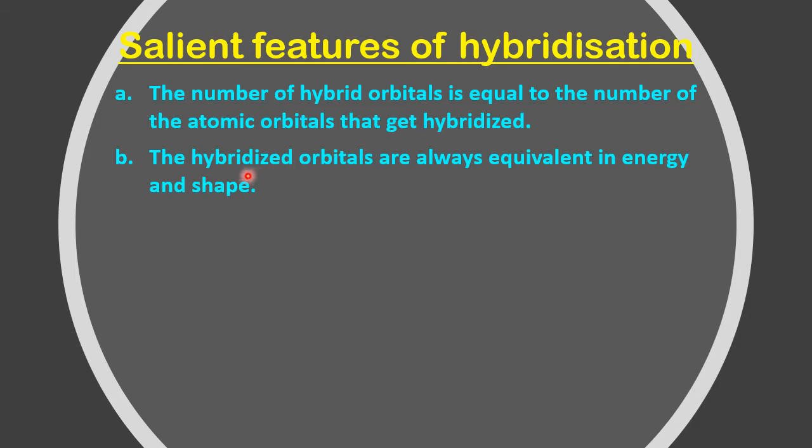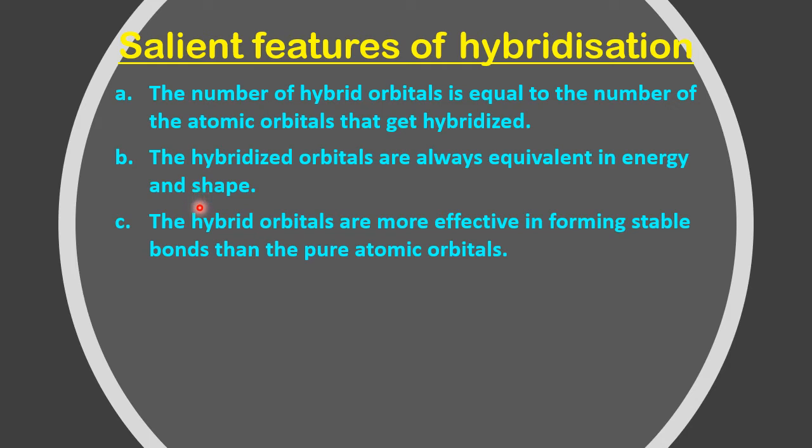Now point second. The hybridized orbitals are always equivalent in energy and shape. After the formation of the hybrid orbitals, their energy and their shape are the same. For example, if four atomic orbitals are participating in the hybridization, then four new orbitals, four hybrid orbitals, are formed. All those four hybrid orbitals are similar in shape and have the same energy. That is the second feature of hybridization.